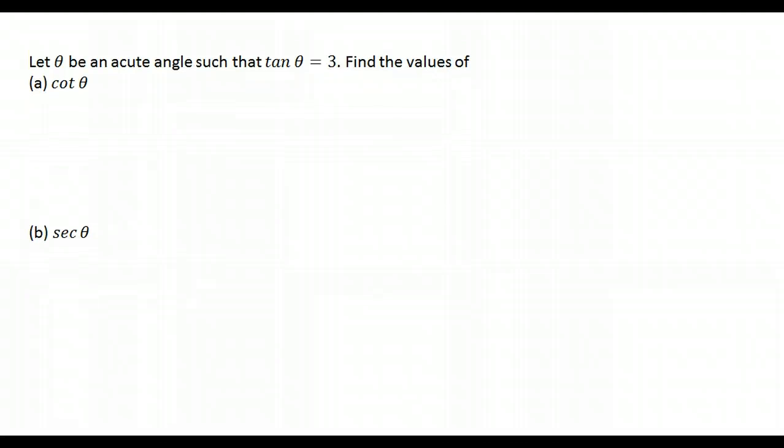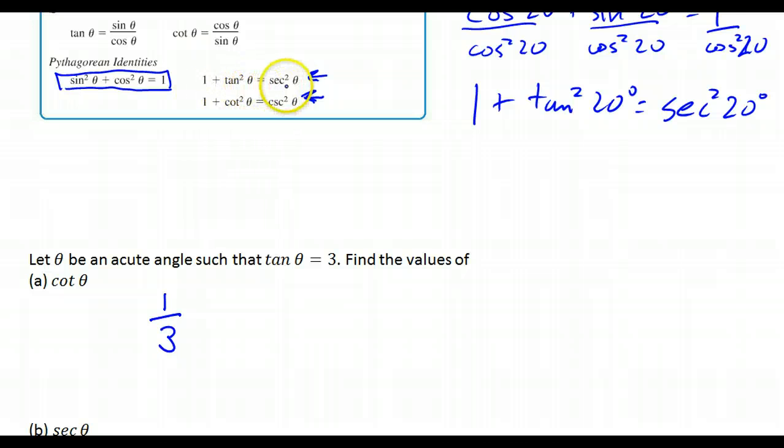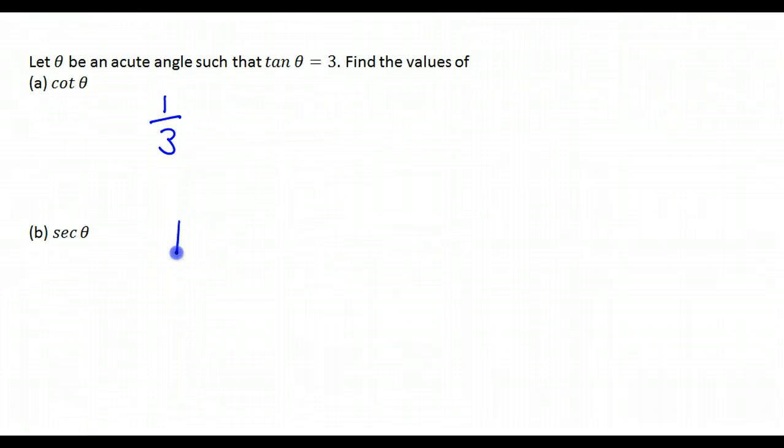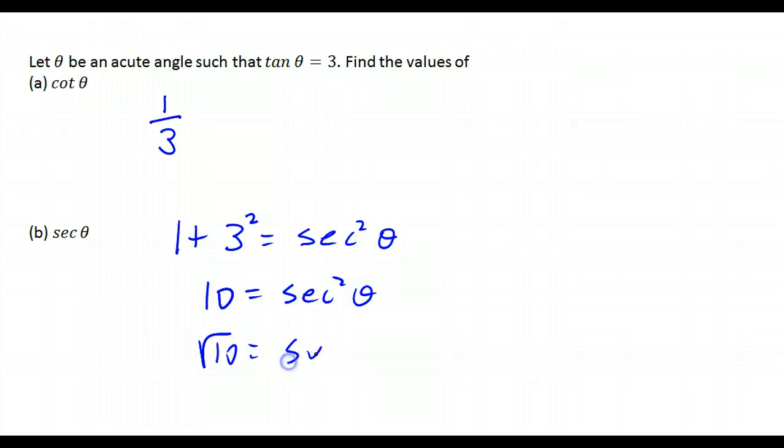Okay, so let's do some examples. If tangent of theta equals 3, what is cotangent of theta? Well, since cotangent is the reciprocal of tangent, it's just going to be 1/3. Okay, what about secant theta? Well, remember that 1 plus tangent squared equals secant squared. So 1 plus 3 squared equals secant squared of theta. And that's 1 plus 9, which is 10. So that means that the square root of 10 is the secant of theta.